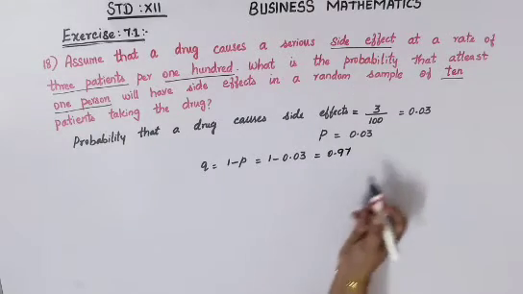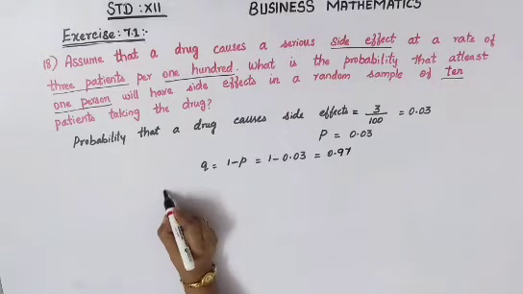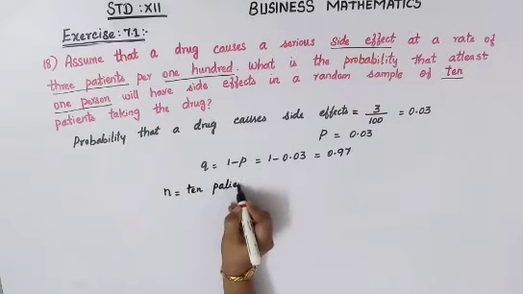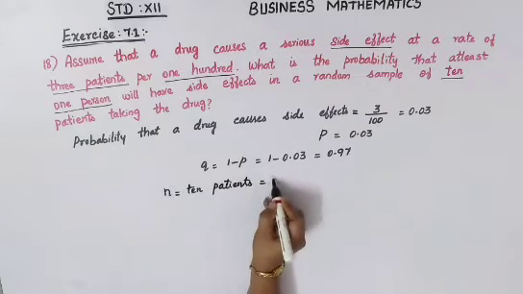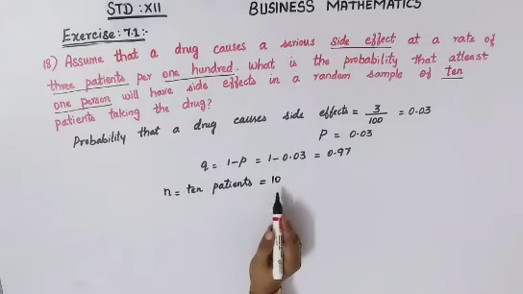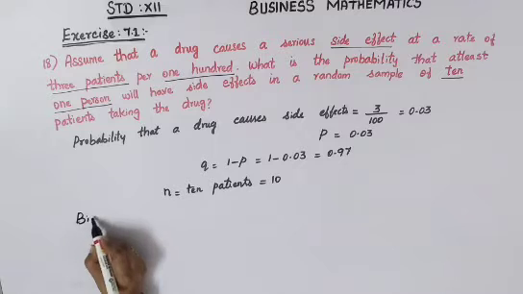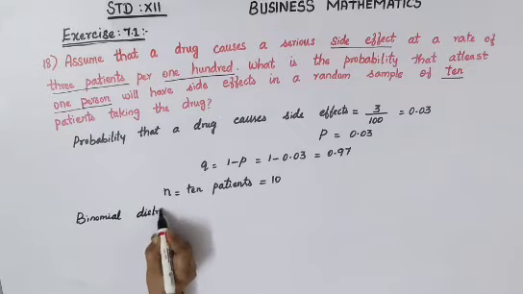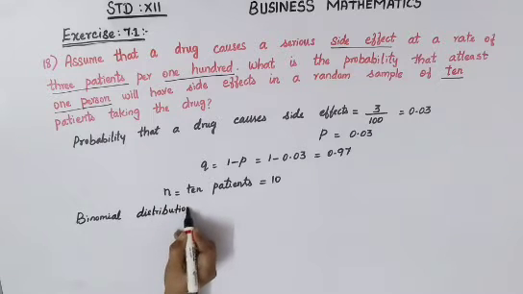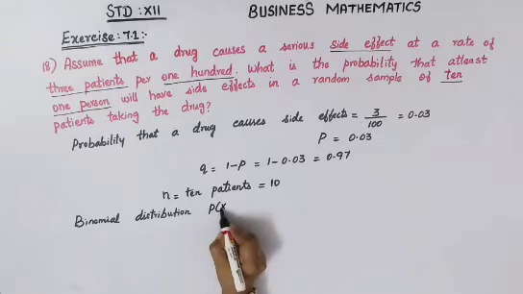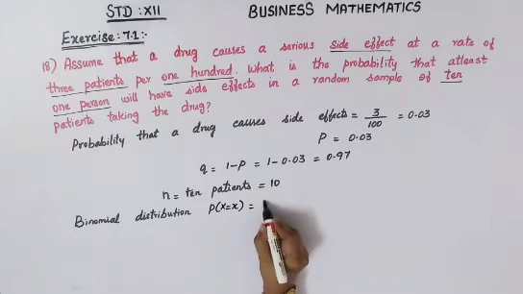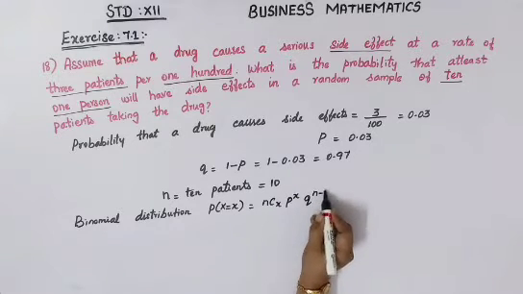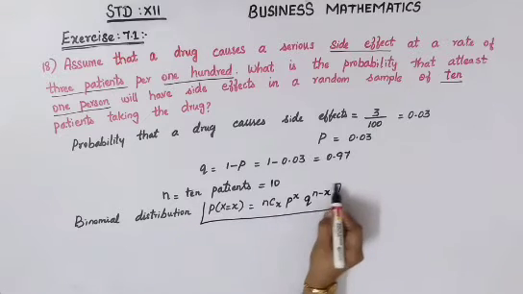Now they have given you out of 10 patients, so you can take N is equal to 10. The binomial distribution formula is P of X equal to x is equal to nCx P power x Q power n minus x. So we'll have to substitute the values in this formula.